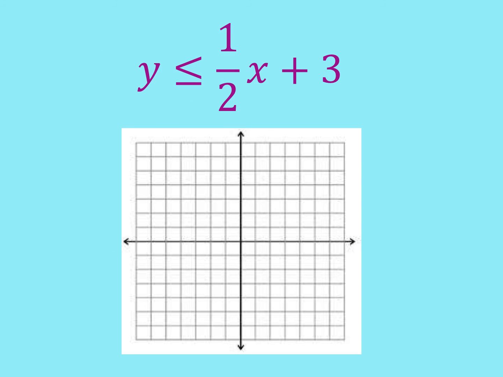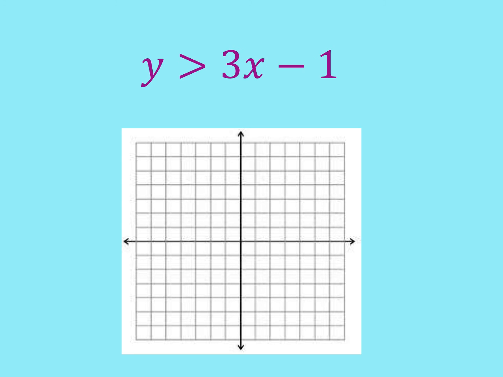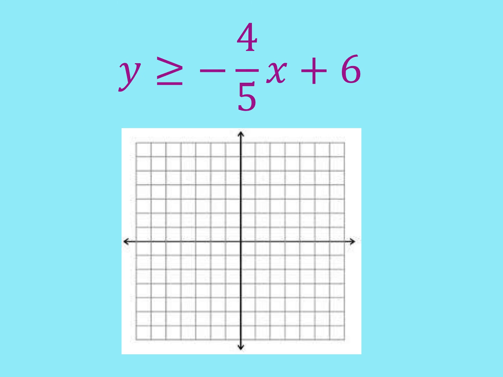Okay, so just a few more examples. These next two examples. Yeah, we already did it. So these were actually the examples from before, but I went ahead and covered the shading part with you. Okay? So we're going to skip to the last example, which is the Y is greater than or equal to negative 4/5 x plus 6.